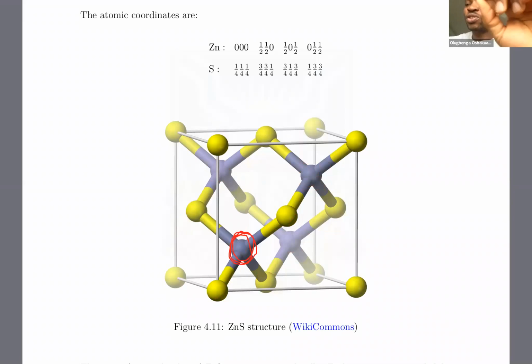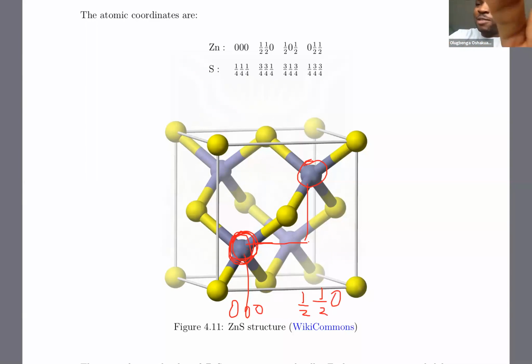Because when you decide to look at this to be your origin, then it's as good as this being half, 0, half. Sorry, half, 0. And when you take this to be your 0, 0, 0, then this point is as good as coming to the right by half, and we go up by half, and we stay there at 0.